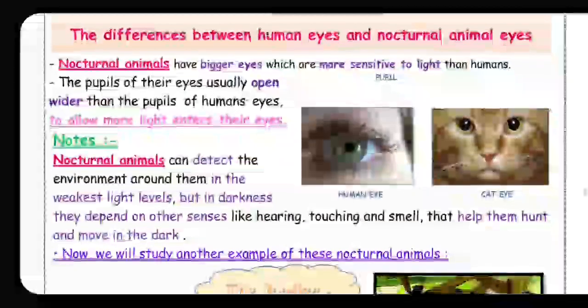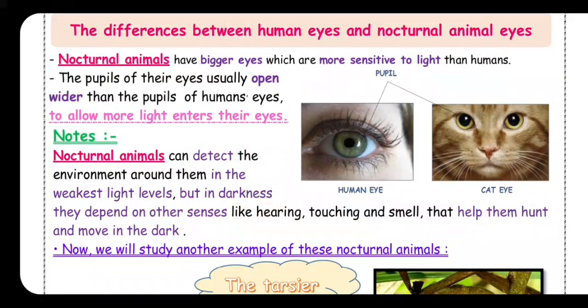So what is the meaning of nocturnal animals? They are animals active at night. They can detect the environment around them. What is the meaning of detect? To know. They can know the environment around them in the weakest light level. In the weakest light level, nocturnal animals can see very well.